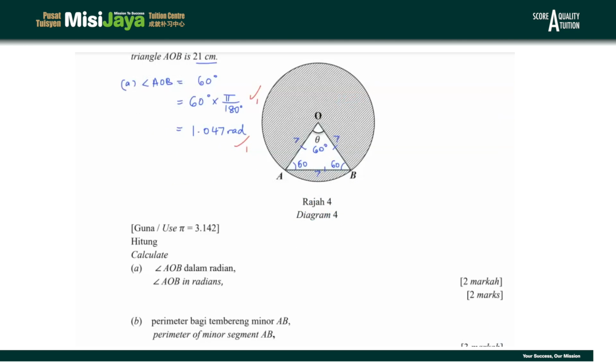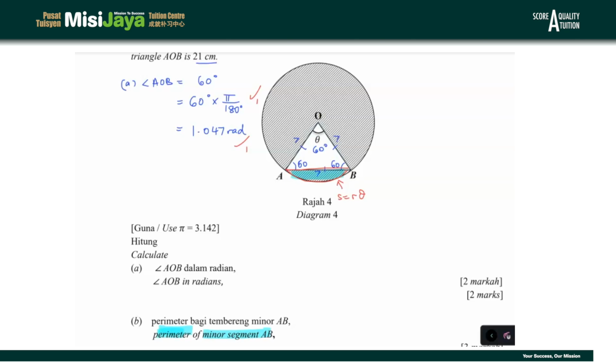Now let's look at question B. Find the perimeter of the minor segment AB. Where is the minor segment? The segment is over here. This is the minor segment, but they want the perimeter. We already know that this is 7, so we need to find the length of the arc. We can use the formula S equals r theta, which is the length of arc AB.